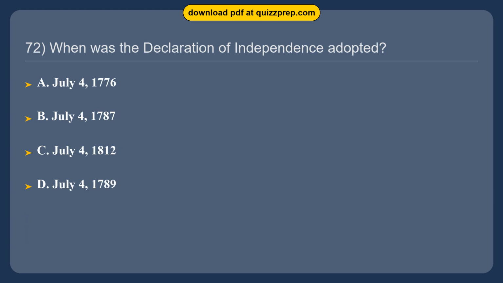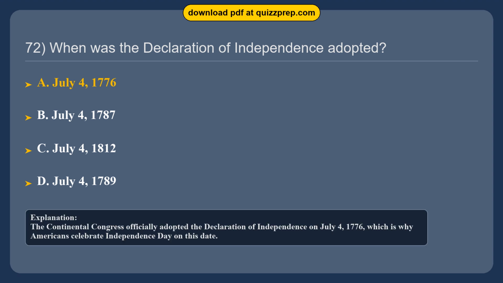Question 72. When was the Declaration of Independence adopted? Option A, July 4, 1776. Option B, July 4, 1787. Option C, July 4, 1812. Option D, July 4, 1789. The correct answer is option A, July 4, 1776. The Continental Congress officially adopted the Declaration of Independence on July 4, 1776, which is why Americans celebrate Independence Day on this date.